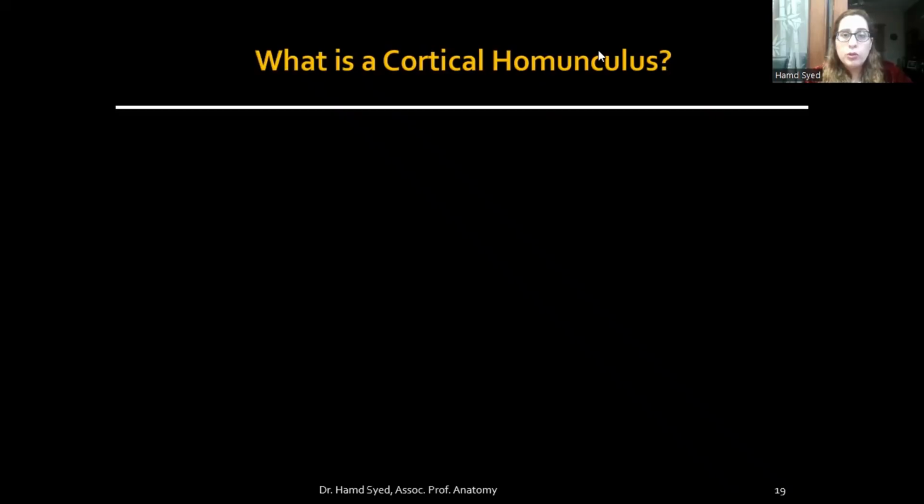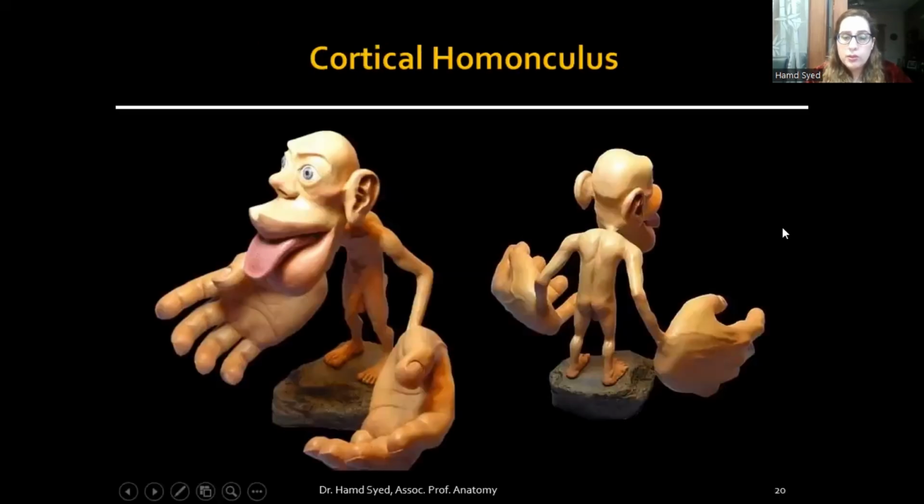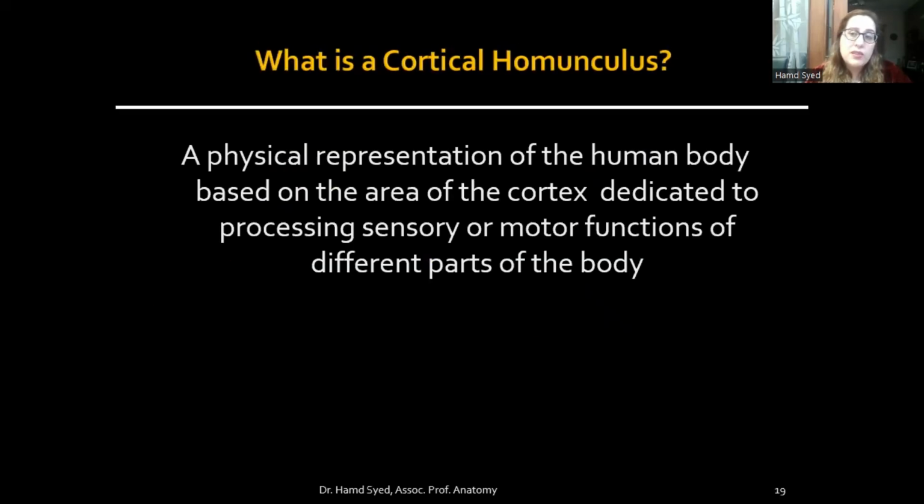The word homunculus literally means miniature or small-sized human being. Now, why are we talking about a cortical homunculus? That is because this is a physical representation of the human body based on the area of cortex dedicated to the processing of sensory or motor functions of different parts of the body.